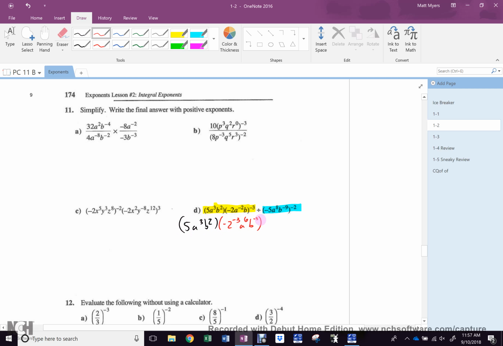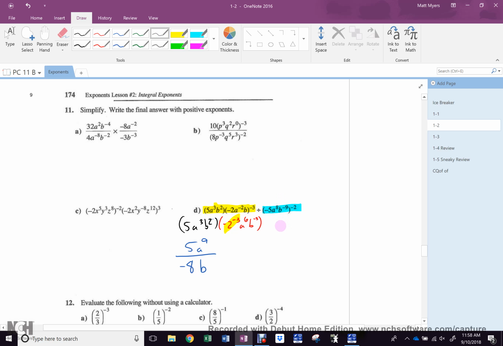Now, in there, that's not allowed. So I'm going to make it 5. 3 plus 6 is a to the 9th. B squared plus b to the negative 3 is going to give me b to the negative 1, so it's going to go down there. And negative 2 to the negative 3 is going to go down there and become negative 8, just like it did before. Everybody's good? Now I'm going to simplify this one over here.